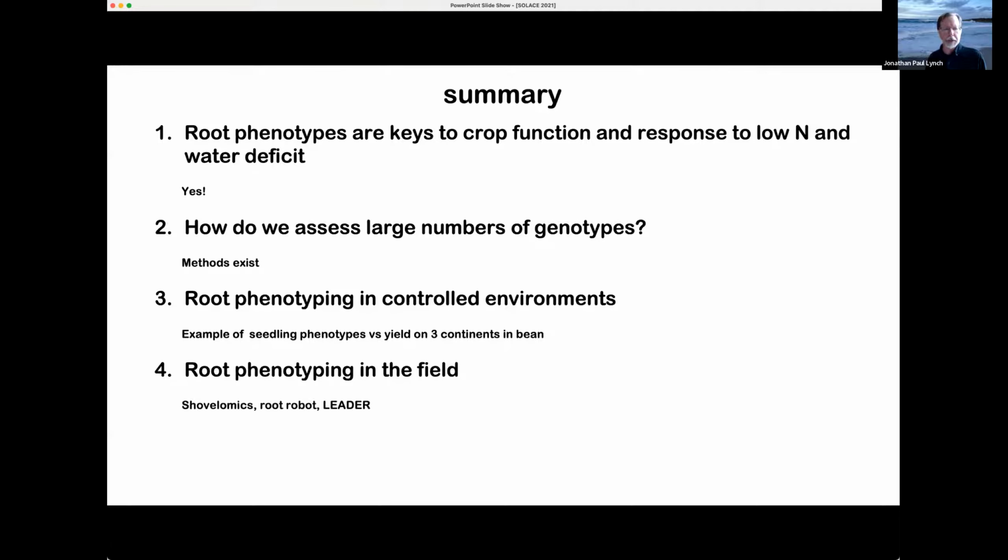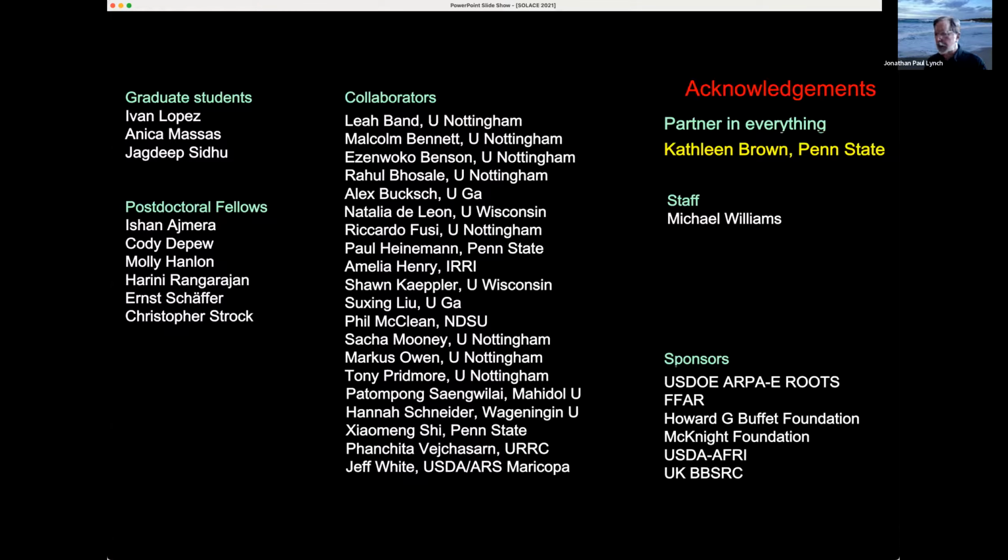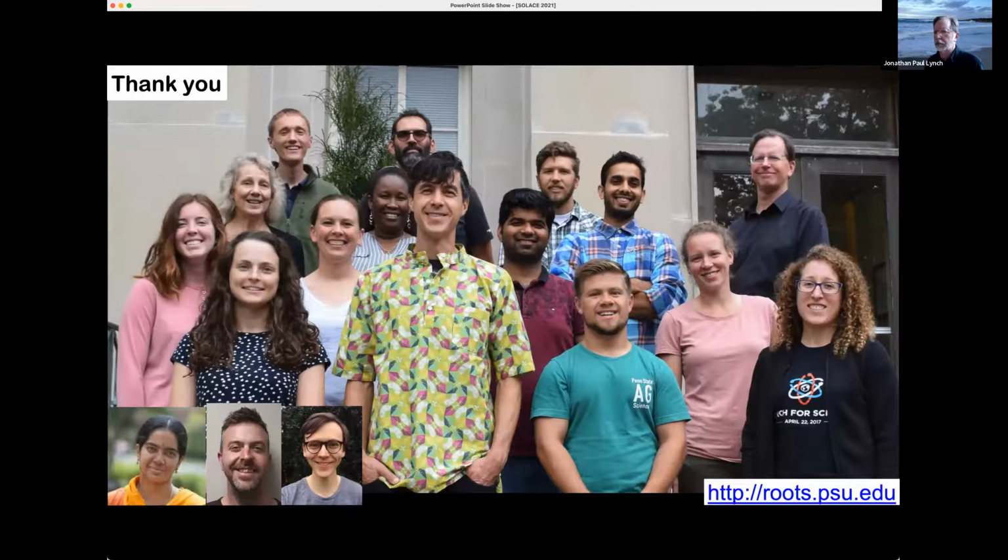Root phenotyping in the field: I gave you the example of shovelomics, root robot, anatomics, and LEADER. These are all deployed in the field and they're being used now to discover genes. And modeling: I gave you the example of phene synergism for nitrogen efficient rice, and models will become more available and more powerful in the future, and I believe will be very important tools for root biology going forward. Obviously, this is the work of many people I'm summarizing. This is the current configuration of our team. So thank you very much.